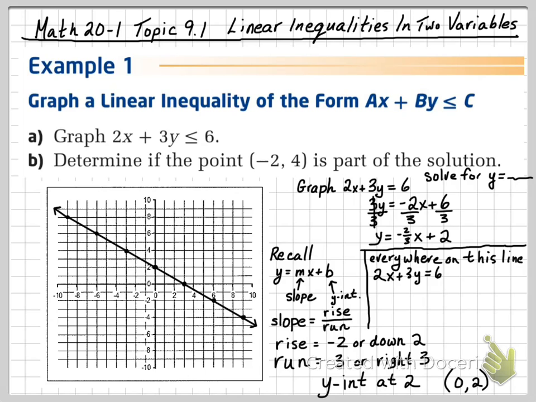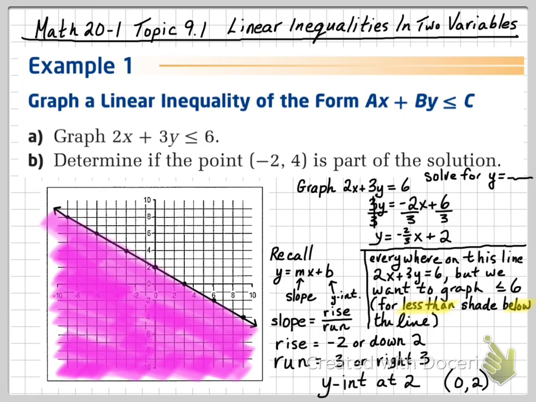But if you'll recall, we want to know where it's less than or equal to 6. Every point below this line is going to be less than or equal to 6. So we're going to shade in the whole region below. Every point in that purple region is going to work and be true in our inequality. Every point above it is going to be false.